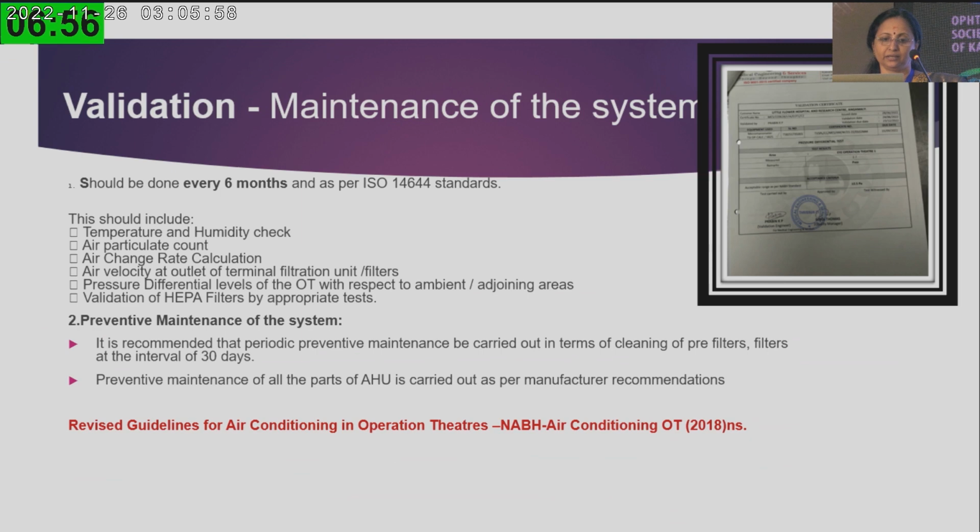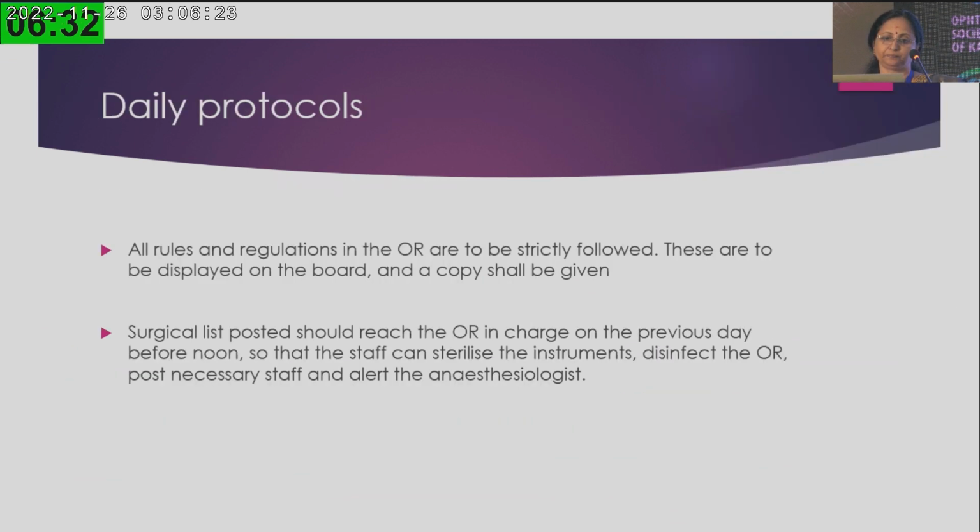We should check the temperature, humidity, the air particulate count, air change rate, circulation, air velocity, the positive pressure, that is the pressure differential, and the validation of HEPA filters should be done. So every 6 months you have to do this, and a validation certificate also you have to maintain, and that should be kept on record. You should maintain a register, and preventive maintenance can be done every month, and there should be strict rules in an OR which should be followed by all those who are entering the OT.